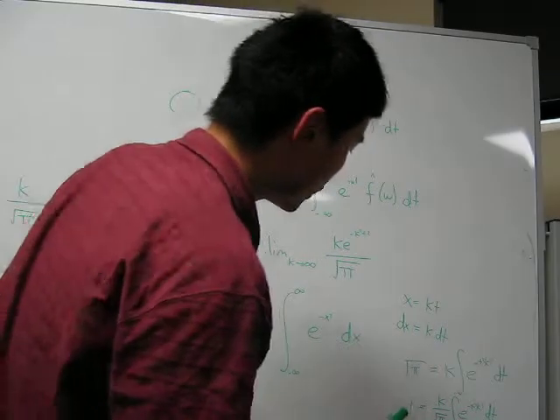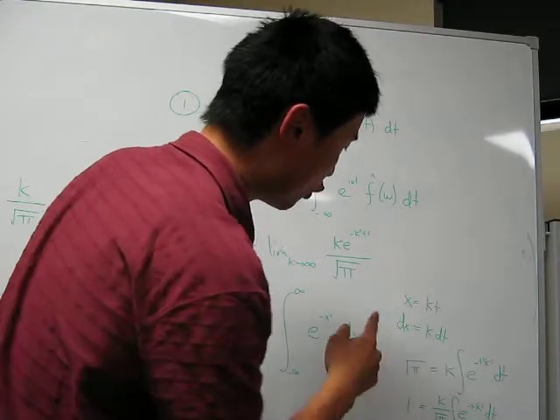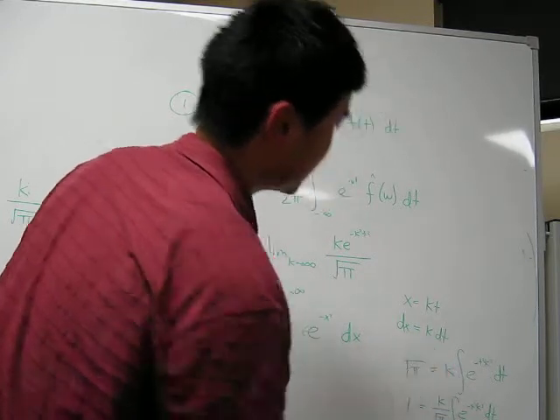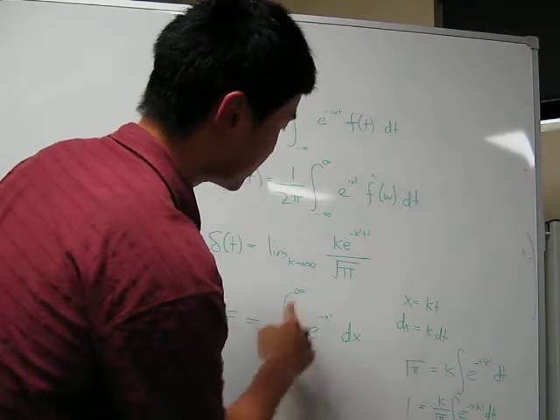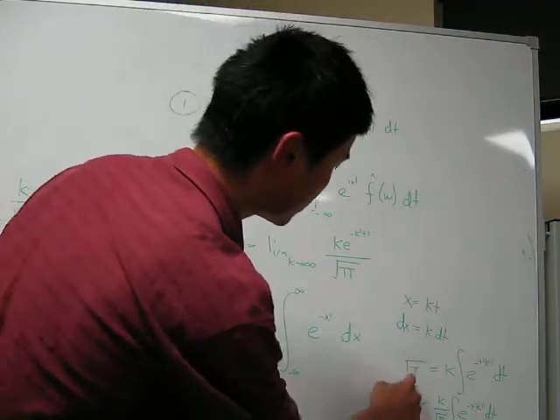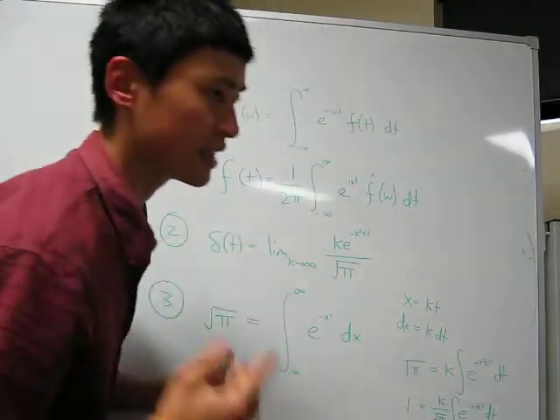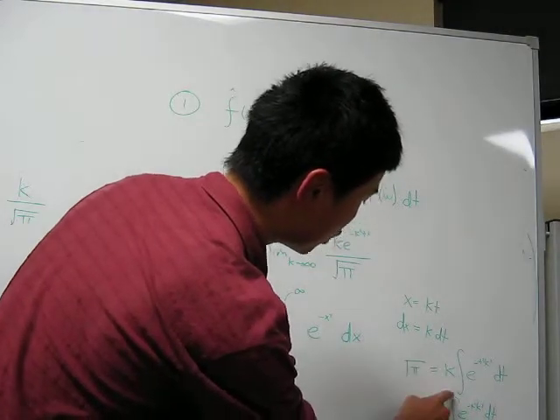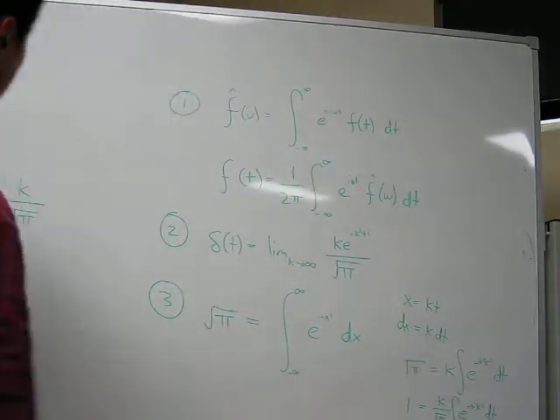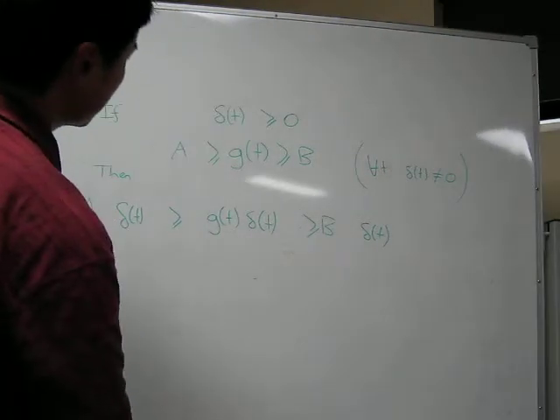Okay, now notice how we can perform a change of variables such that dx is equal to k dt. So we can re-express this integral like so. And if we wanted to, we could divide both sides by the square root of pi to get an integral from negative infinity to positive infinity that happens to equal 1. That's important because I'm going to be talking about the delta function next.